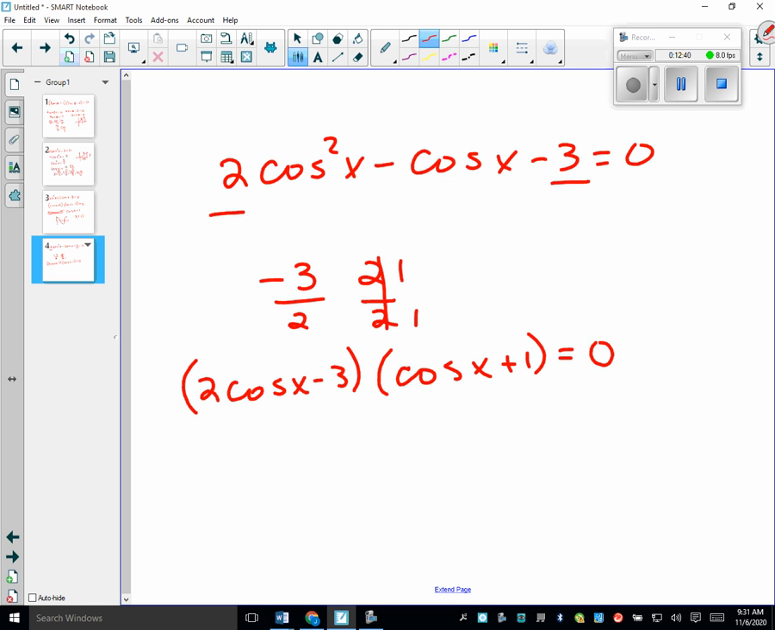So when is cosine x 3/2? Never. Is cosine only between -1 and 1? Yes. So if it's not in that area, I cross it out. Now, isn't this cosine x equals -1? Yes. It equals what? Pi.